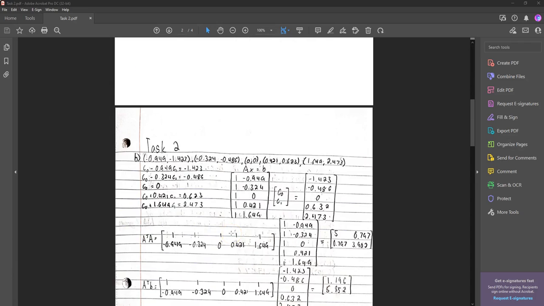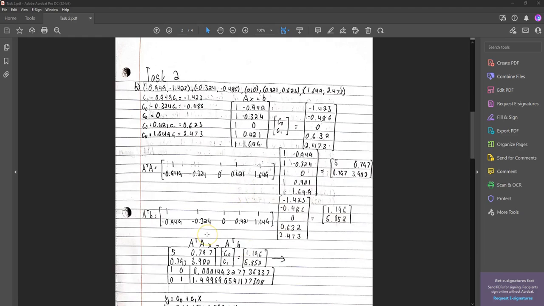Part B has us create an equation that estimates the line. We can find the matrix A by taking the points from table 2 and putting them into the y equals c0 plus c1 x form. Then we can put those equations into the form Ax equals b.